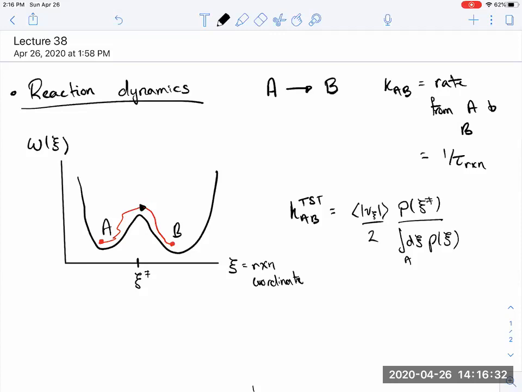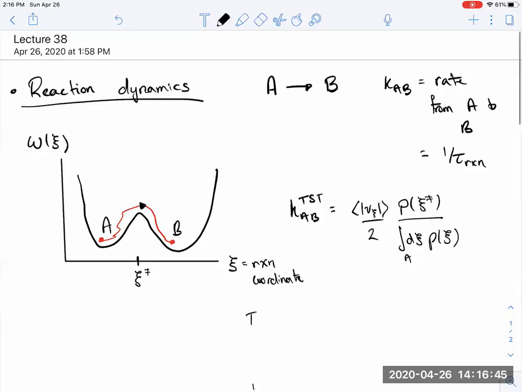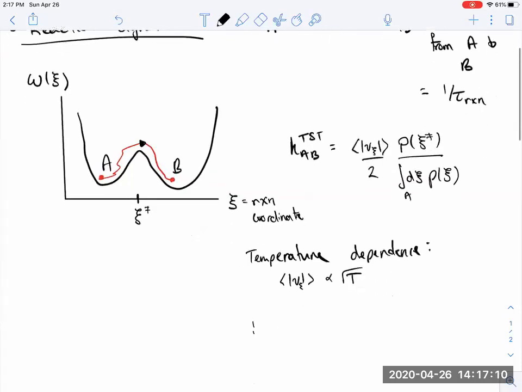So that transition state theory estimate is just a product of the likelihood to see that rare fluctuation times the rate at which you would go over that barrier. And I think we concluded last time by noting the temperature dependence that's predicted from this transition state theory estimate, which is that we know a typical velocity is going to be proportional to the square root of the temperature from Maxwell-Boltzmann statistics.